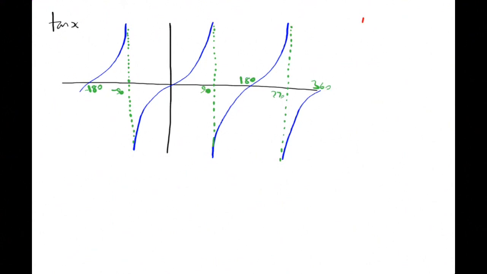A few things to note with this. It's not the 360s that are important. Tan of x is the same as tan of x plus 180. It is copied every 180. Again, it's an odd function, so tan of minus x is the same as minus tan of x.